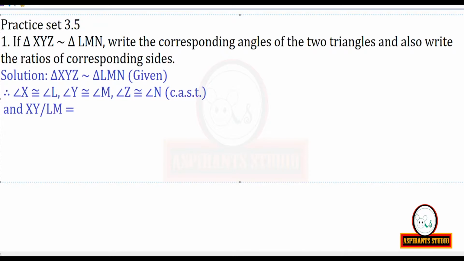So XY upon LM will be equal to YZ upon MN will be equal to XZ upon LN. Within brackets you have to write corresponding sides of similar triangles, CSST, that means corresponding sides of similar triangles.